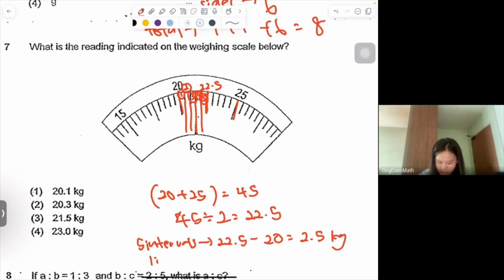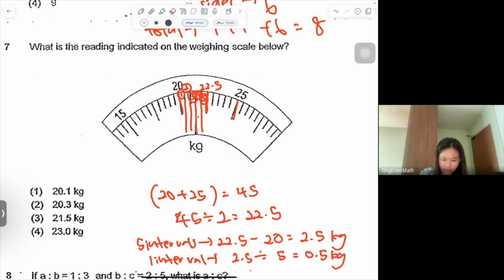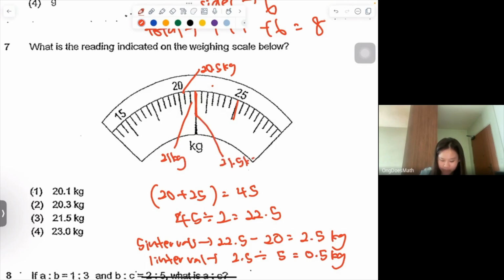So you want to find out what one interval is. One interval is just 2.5 divided by 5, which will give you 0.5 kg. So now you find out what's one interval already. You have to find out what you want, which is this point. One interval is 0.5 kg, so this one will be 20.5 kg. Here will be 21 kg. And what you want will be 21.5 kg. So answer will be option 3.